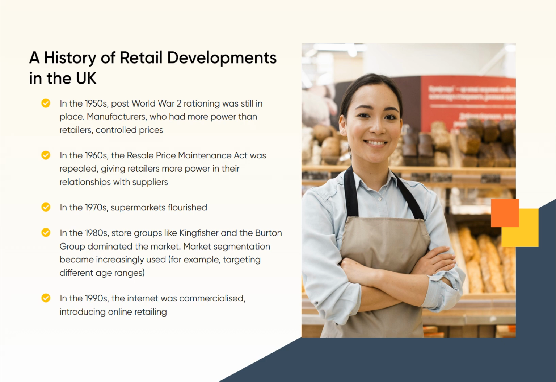In the 1970s, supermarkets flourished. In the 1980s, store groups like Kingfisher and the Burton Group dominated the market. Market segmentation became increasingly used, for example, targeting different age ranges. In the 1990s, the internet was commercialized, introducing online retailing.